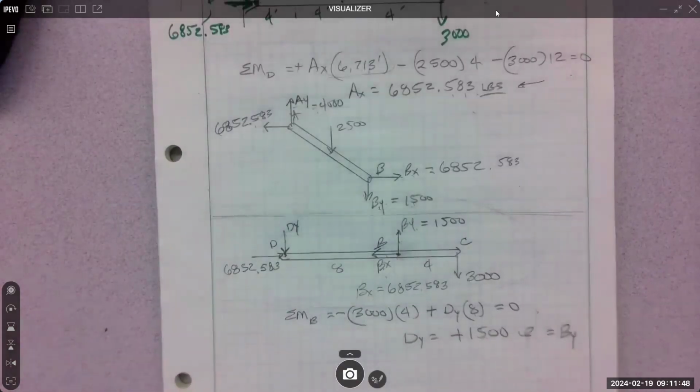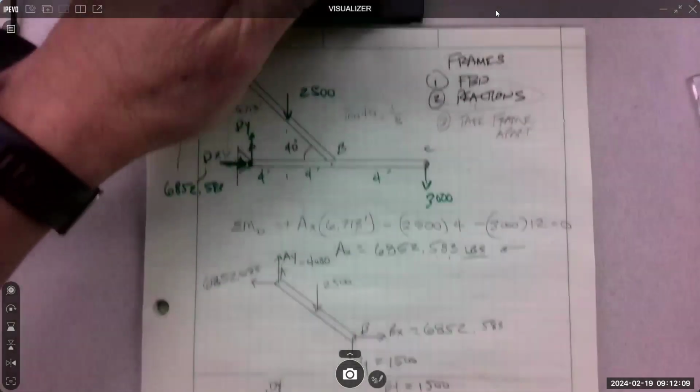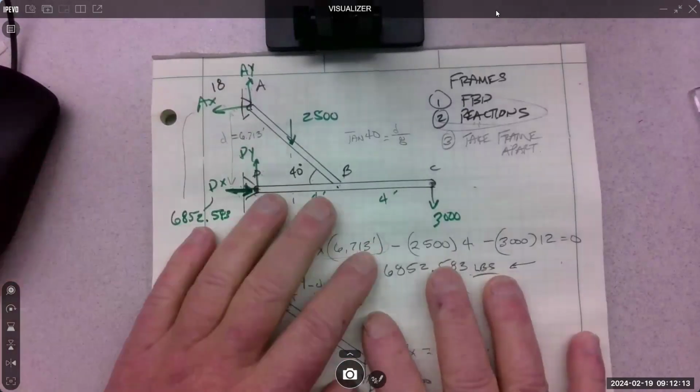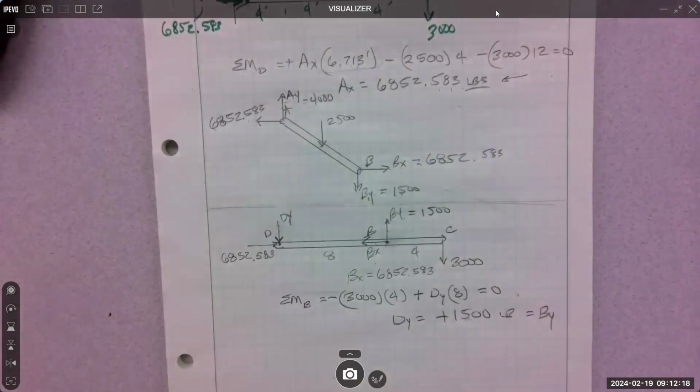Wait till you get like 6 members in a frame. Then you're jumping between all 6 members and transferring forces through pins. Gets confusing. But that's the strategies. Leave it together in the beginning. I'm really emphasizing that. Don't take it apart. Leave it together to do your reactions. Then take it apart and draw separate free body diagrams that communicate to each other.